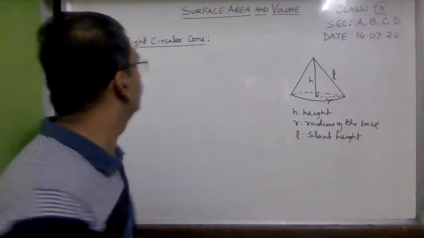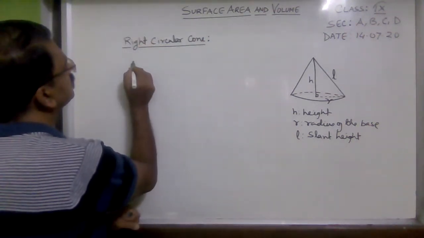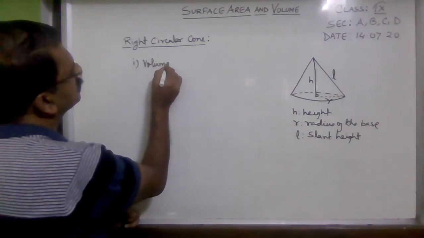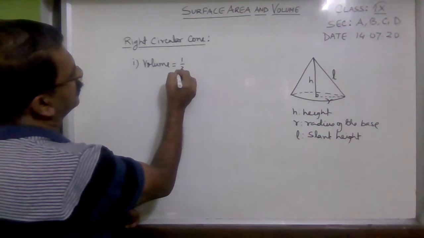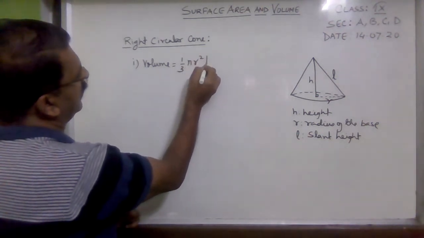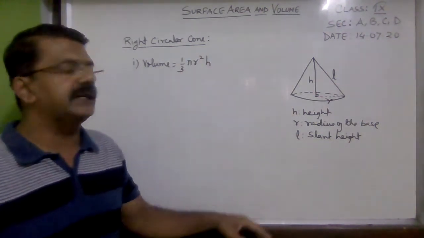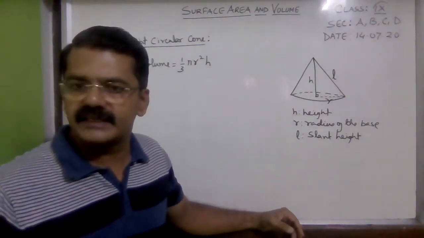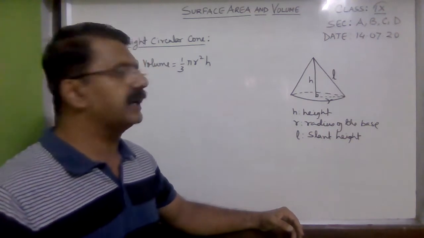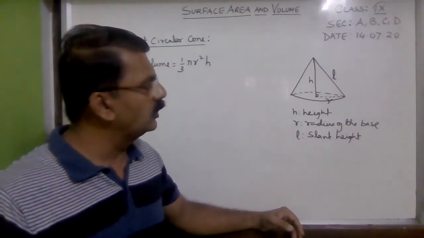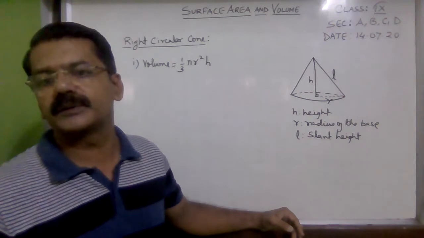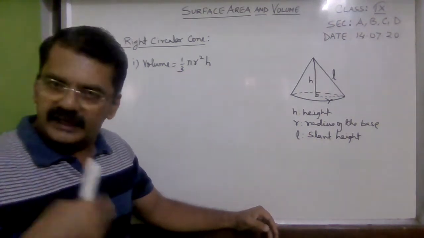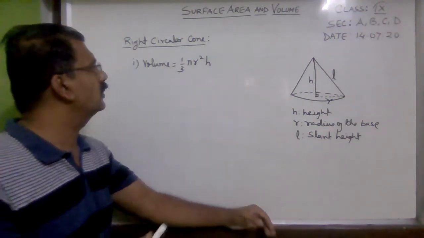Now the formula, first of all, volume, that is 1 upon 3 pi r square h. You have already studied that the volume of a cylinder whose base radius is r and height is h is pi r square h, but the volume of a cone is 1 upon 3 pi r square h. The derivation of this formula is out of the scope of this book.